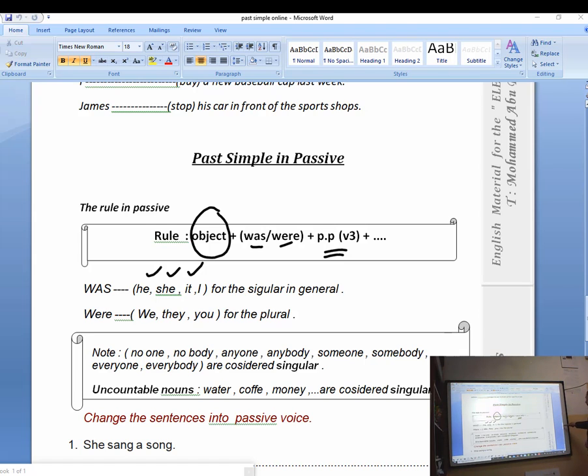Okay. But we should take care of this note. Gentlemen, no one, nobody, anyone, anybody, somebody, someone, everyone, everybody are considered singular. All of these words are considered singular. Moreover, uncountable nouns, just like water, coffee, money, etc. All of these are uncountable nouns, and we consider them like a singular noun. Now we want to change these sentences into passive. Okay.